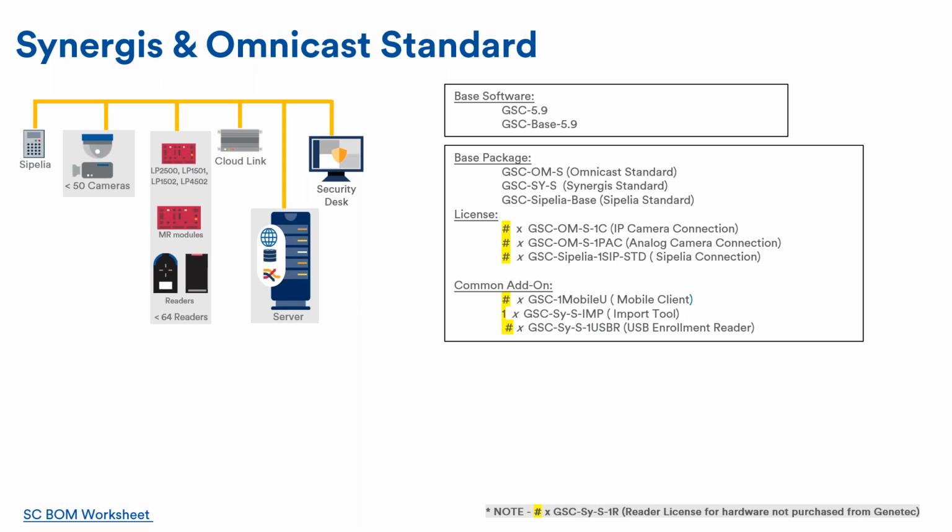So the Omnicast is, as I mentioned before, for video. So we would quote the Omnicast base package if we were quoting IP cameras. And along with that, we would have the Synergis standard if we were quoting access control. And then along with that, we would also have the GSE Sipelia base package if we were quoting the intercom as well. Now, depending on how many licenses or how many cameras or access control devices we have connected would determine what kind of license we would have. So for example, for IP cameras, under the standard package, we would need to quote this part number over here.